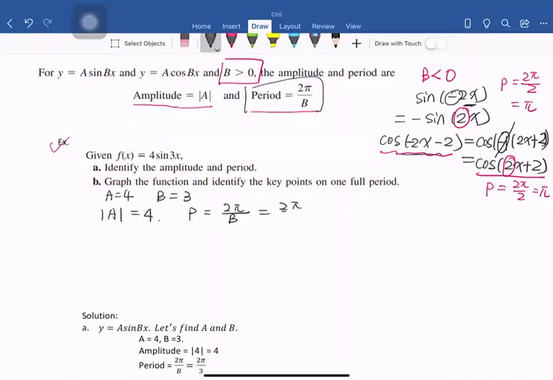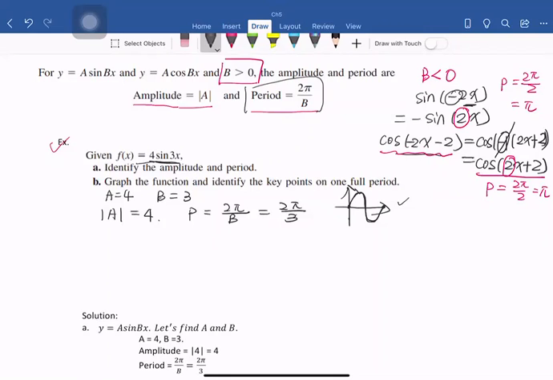That's 2 pi over 3. And graph the function. How to graph? We need to find the 5 key points. So I have learned that this is a sine function. The sine function, in your mind, you must memorize the shape. It looks like this in one full period. That means the shape of this function must look like this kind of graph.